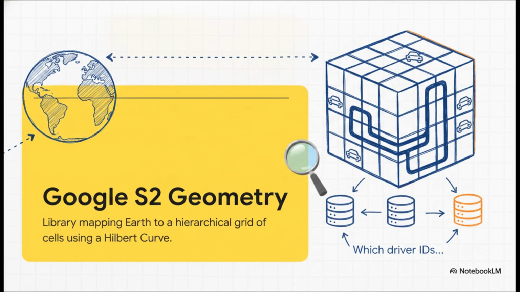So, instead of forcing the server to do intense, complex 2D geographical math to find your car, the backend just asks a very simple database question. Hey, which driver IDs are currently sitting in cell ID X, Y, and Z?